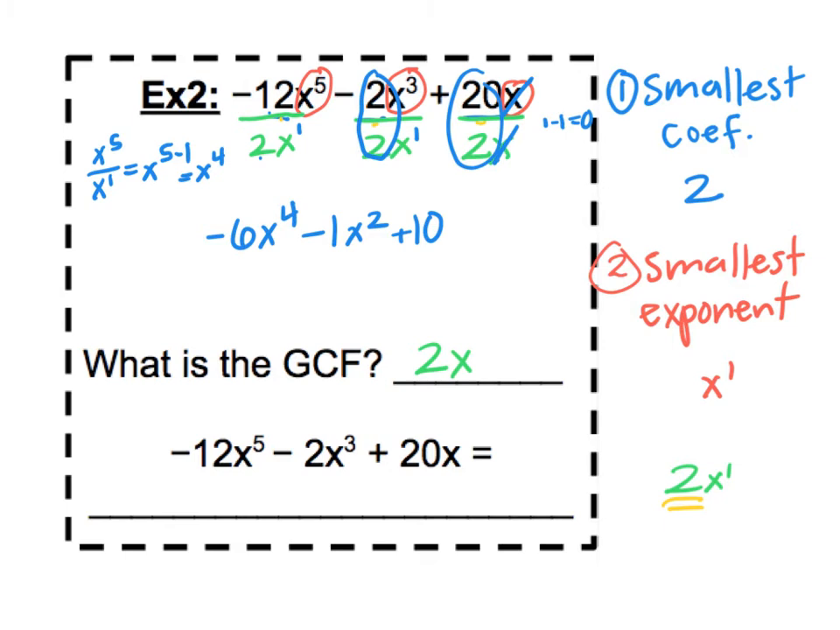When we rewrite it, we want to put our GCF out front. So we have 2x times negative 6x to the 4th minus x squared plus 10. If you put the 1 in front of your x squared, that's totally fine too.